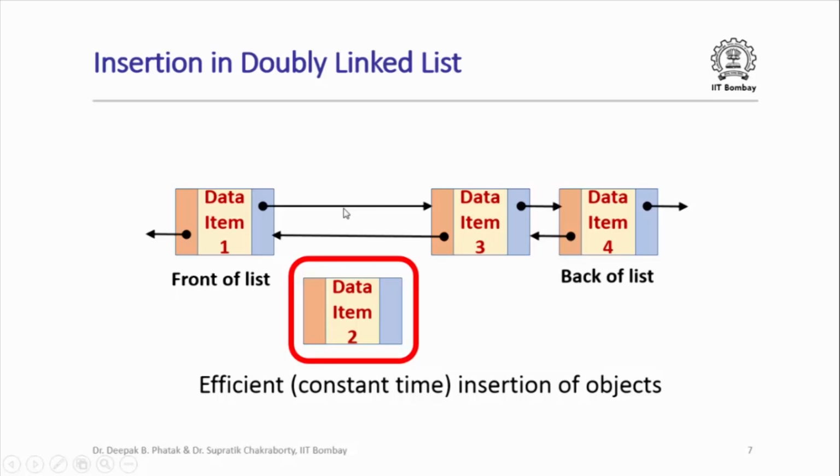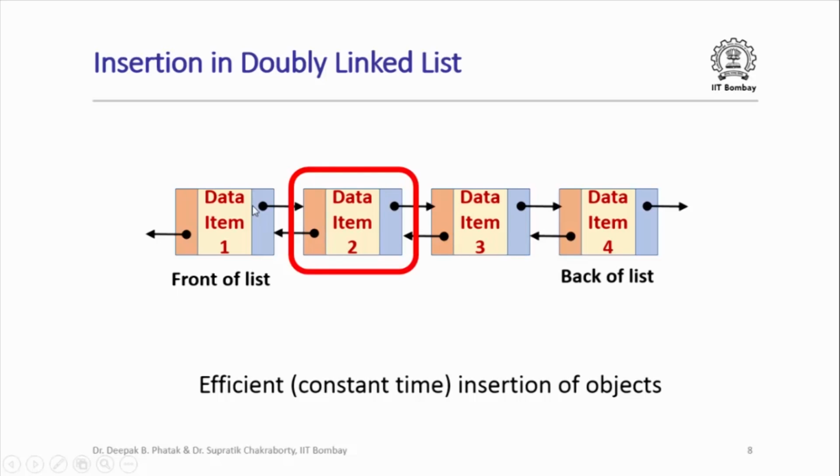Similarly, insertion in a doubly linked list can also be done very efficiently. In fact, once again, it can be done in constant time. So for example, suppose this is a data item that I wanted to insert in this list at this position. All I need to do once again is to reassign these forward and backward links so that the forward link from data item 1 points to data item 2, the forward link from data item 2 points to data item 3, and the backward link of data item 3 points to data item 2, and the backward link from data item 2 points to data item 1. So as you can see, these changes of links or pointers can be done very efficiently if I were to insert an object at a specified position in a doubly linked list.